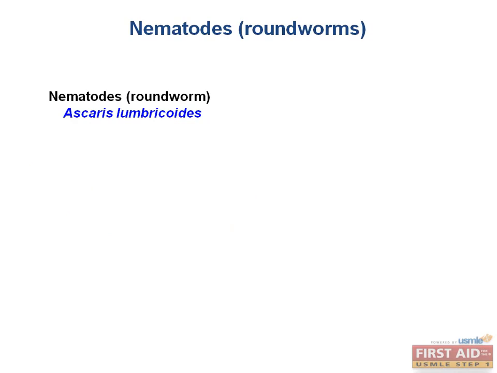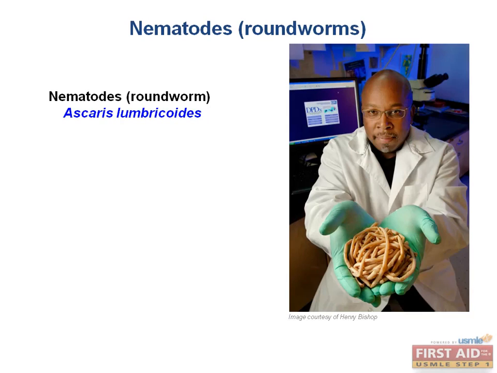Ascaris lumbricoides is also known as the giant roundworm because it can grow to be 13 inches long, as you can see in this photo. It is the most common helminthic infection in the world, especially in tropical areas of the world with poor sanitation. Similar to Enterobius, transmission is via fecal-oral ingestion of eggs from contaminated soil.